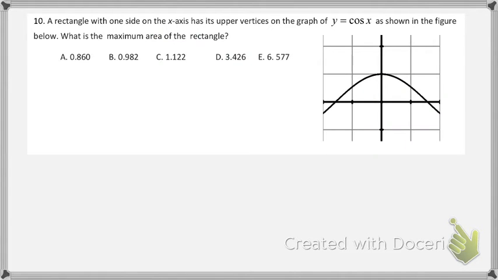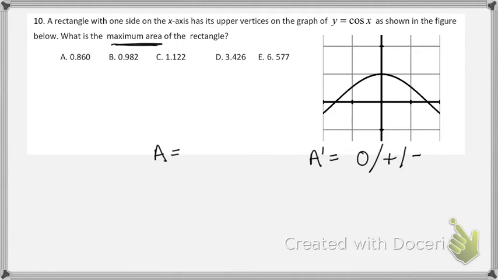Okay, we're looking for the maximum area. We're trying to maximize area. Let's just start with that. We're going to need to write an equation for area, and then to maximize it, we're going to want to find its derivative and set it equal to 0. And if there's more than one option, make sure it changes from positive to negative. Okay, that's our goal.